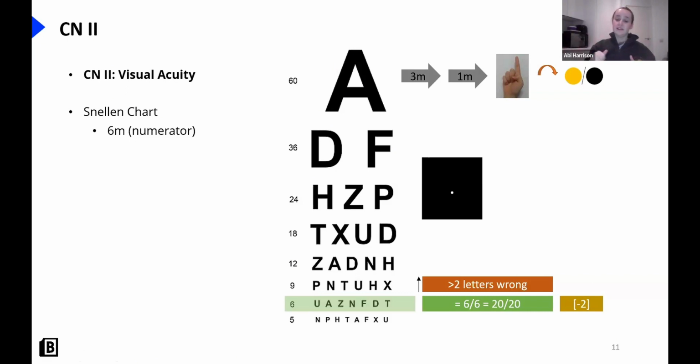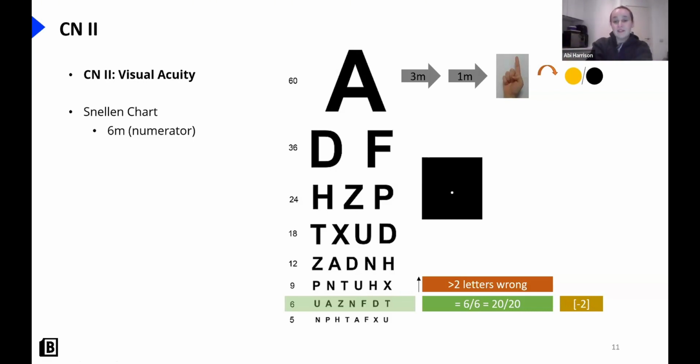And the denominator of your 6/6 or 6/9 vision is the smallest line that they can read with no more than 1 or 2 letters wrong. If they get more than 2 letters wrong, so 3 or more, ask them to read the line above, and you get them to keep repeatedly doing that, so moving up the chart until they get no more than 1 or 2 letters wrong.